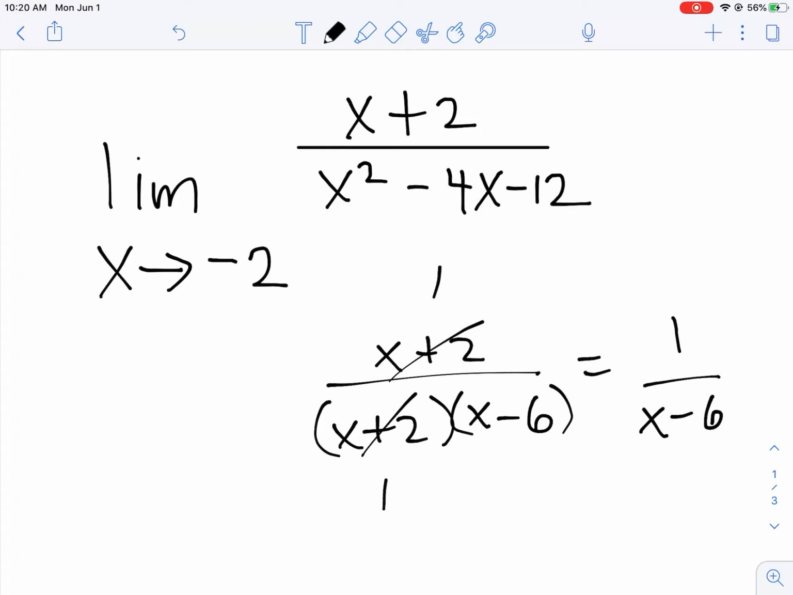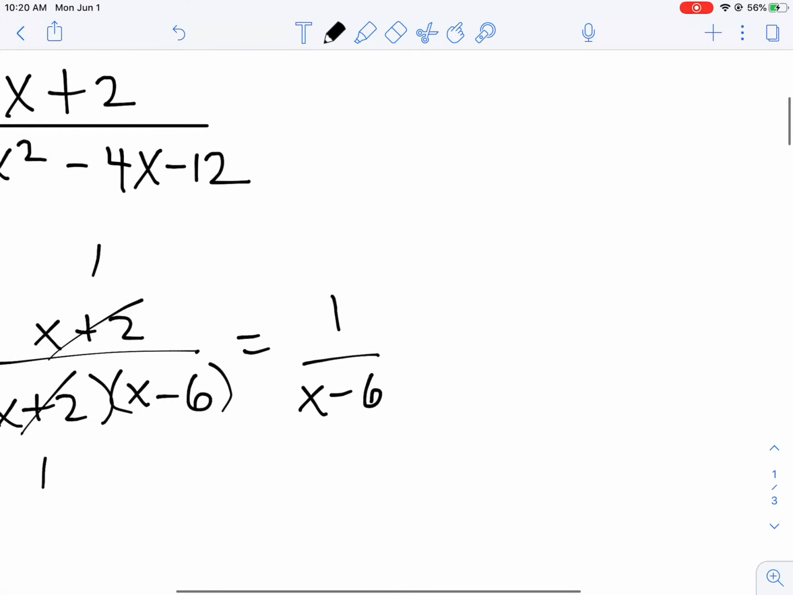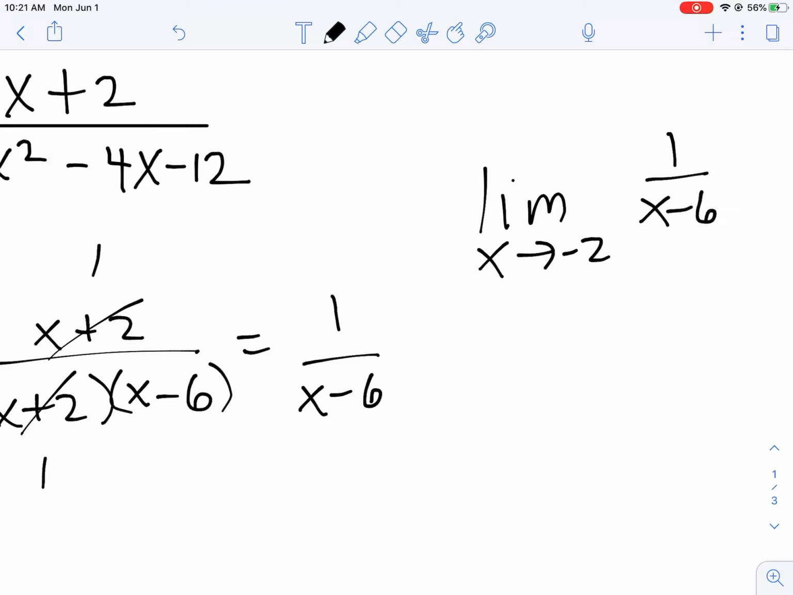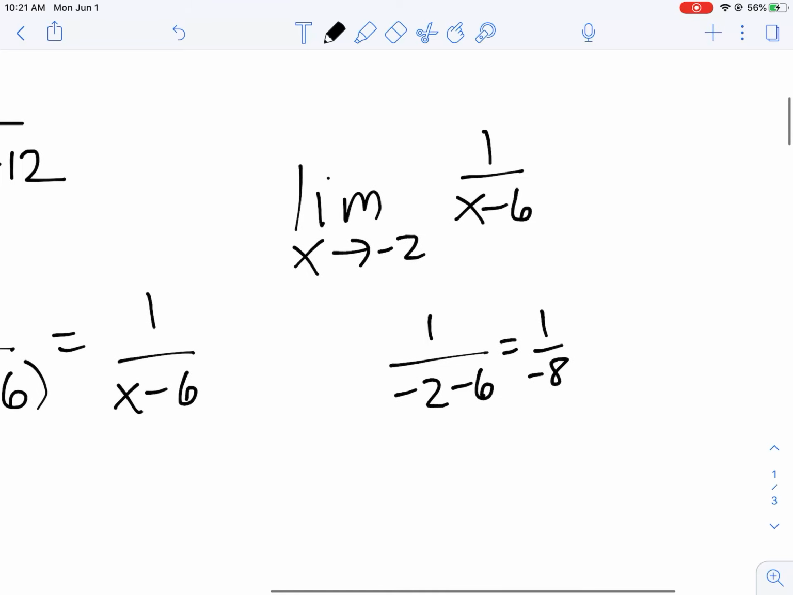So the limit of the original is the same as the limit of this new one. This limit as x approaches -2 of 1 over x minus 6 is the same as the original. So this one I can just plug in. 1 over -2 minus 6 makes 1 over -8. So my limit is -1/8, or 1 over -8, whatever.